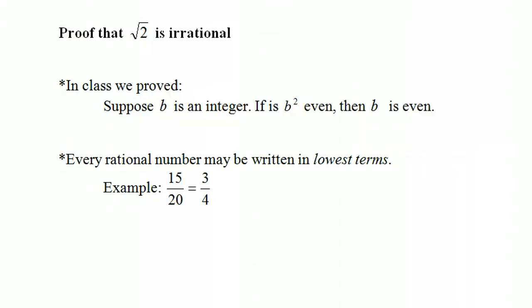In this video, I'm going to prove that the square root of 2 is irrational. Now, remember from class we proved that if b is an integer and b squared is even, then b is even. Okay, we're going to use that fact in this proof.